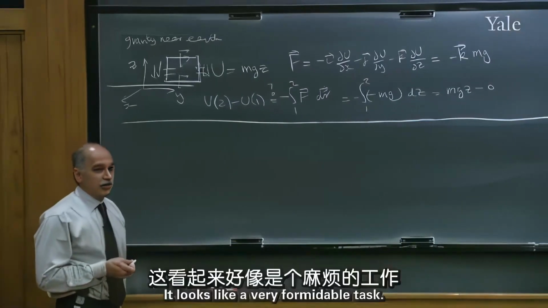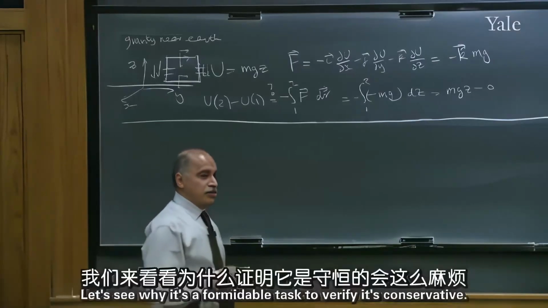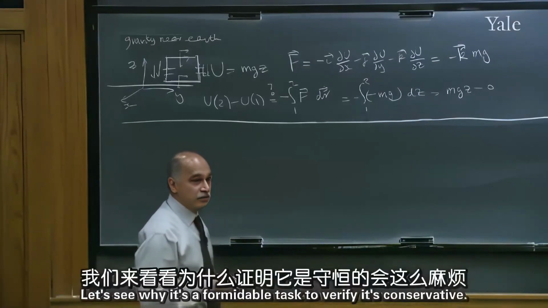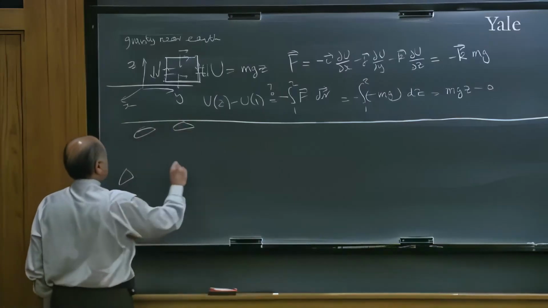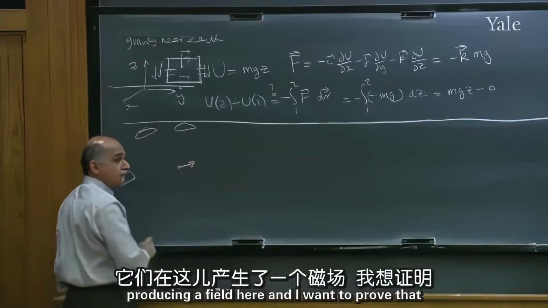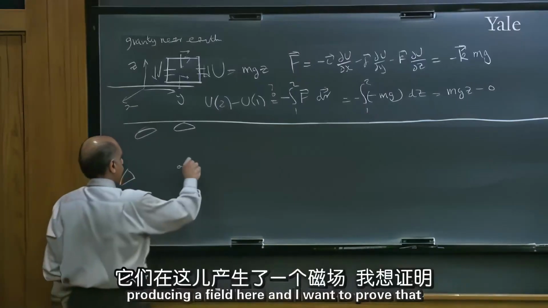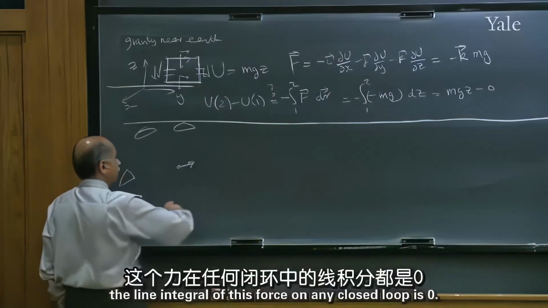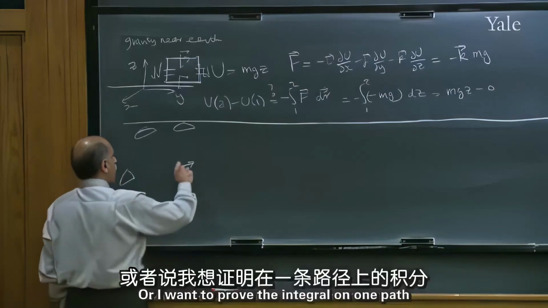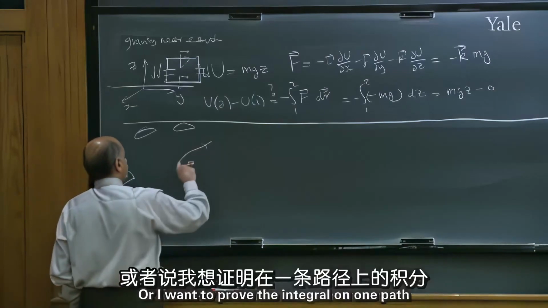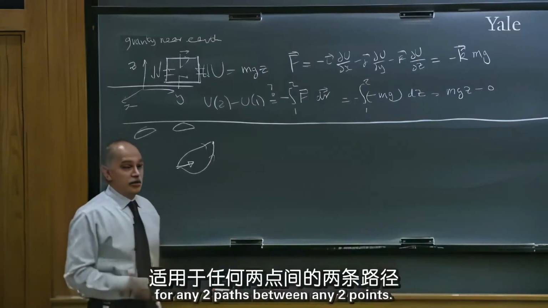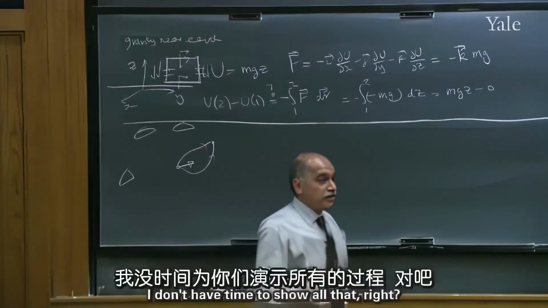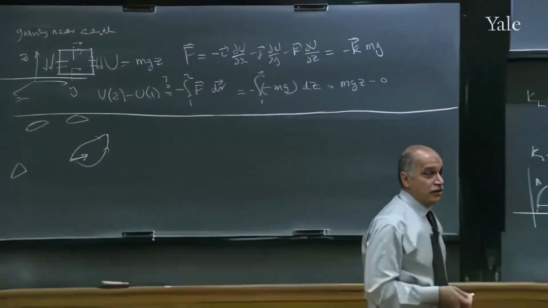It looks like a very formidable task. Let's see why it's a formidable task to verify it's conservative. I'm claiming that you got all kinds of these charges producing a field here, and I want to prove that the line integral of this force on any closed loop is 0, or I want to prove that the integral on one path is the integral on any other path for any 2 paths between any 2 points. I don't have time to show all that, right?